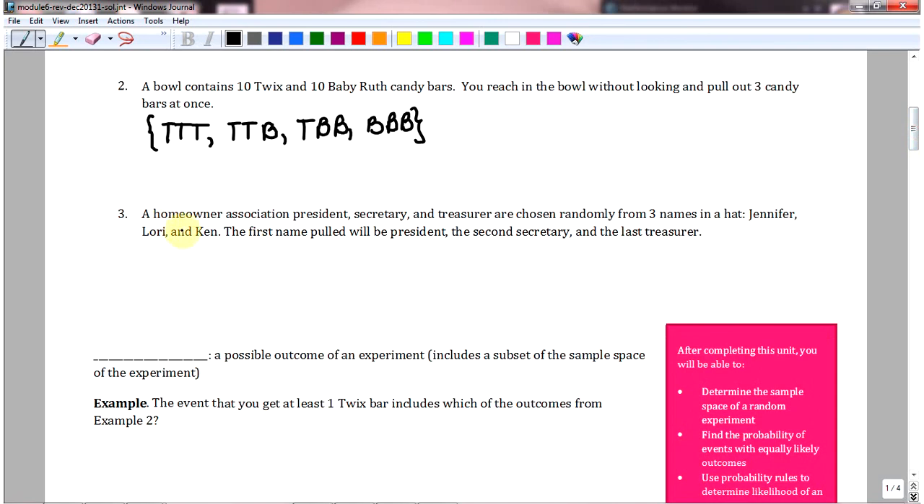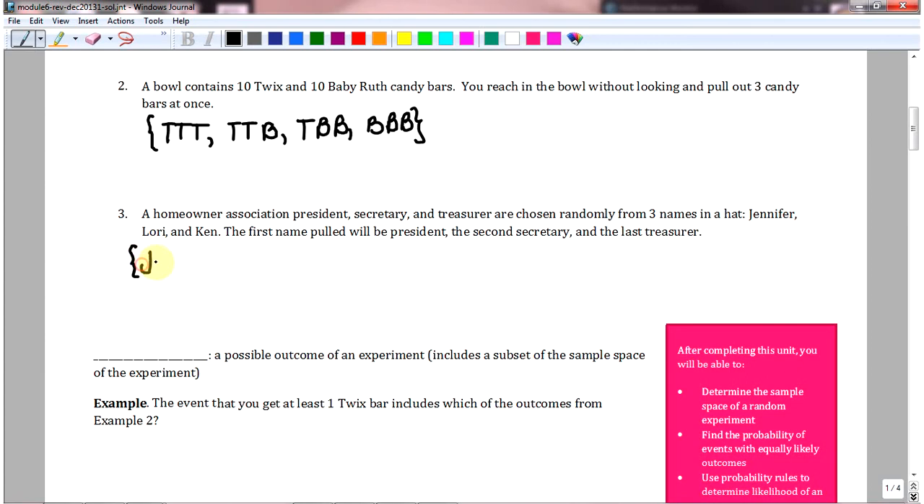Okay, for number 3, a homeowner association president, secretary, and treasurer are chosen randomly from 3 names in a hat: Jennifer, Lori, and Ken. The first name pulled will be president, the second secretary, and the last treasurer. So since the order matters in this case, we do need to make sure to list every permutation of those 3 names. So I'm going to use J for Jennifer, L for Lori, and K for Ken.